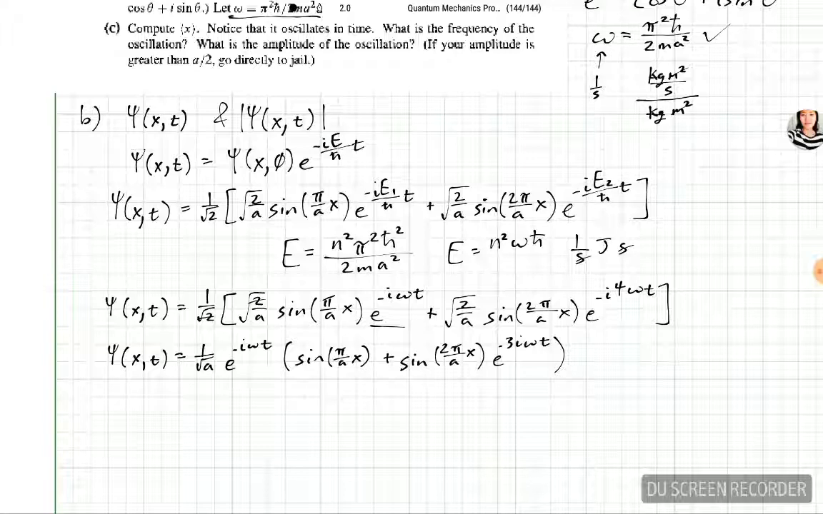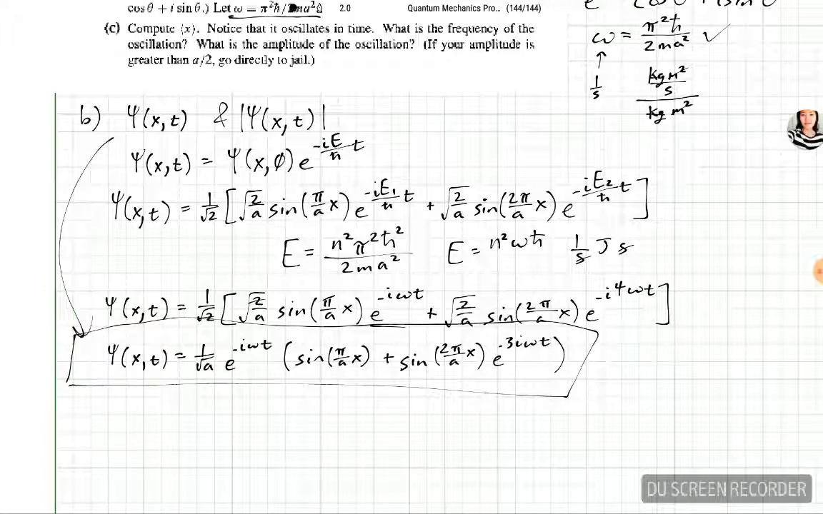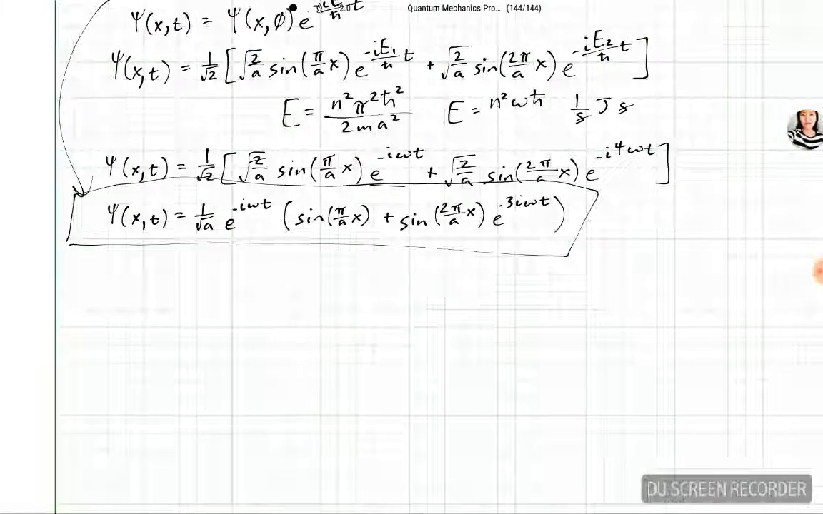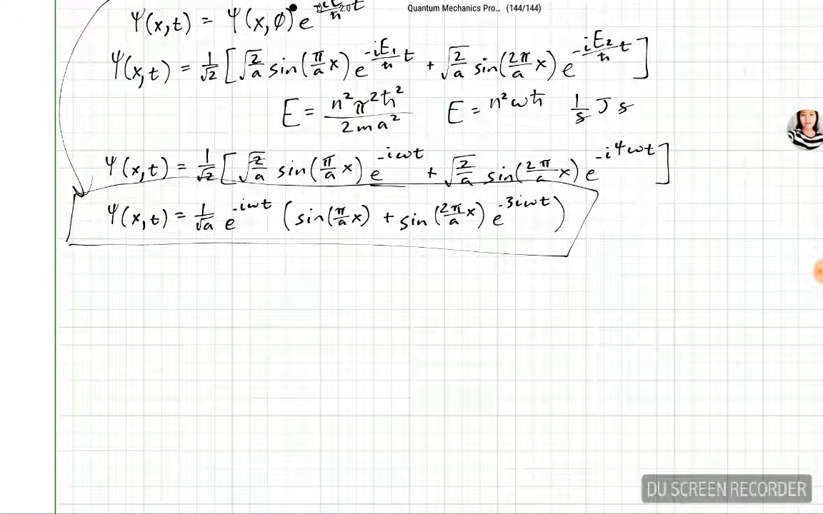So this is our first part. There is our first result. We found what our time-dependent Schrodinger solution looks like. It just looks like that. That's as simplified as we could go. We could put it in different ways, but that's as much as I'm going to go with it.